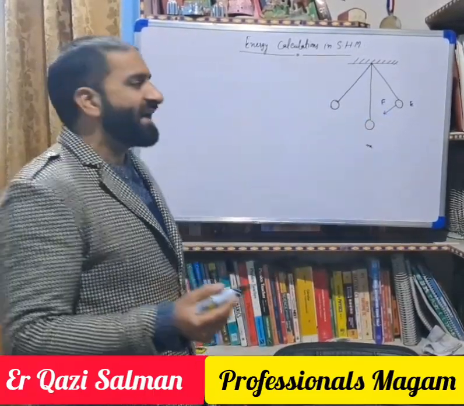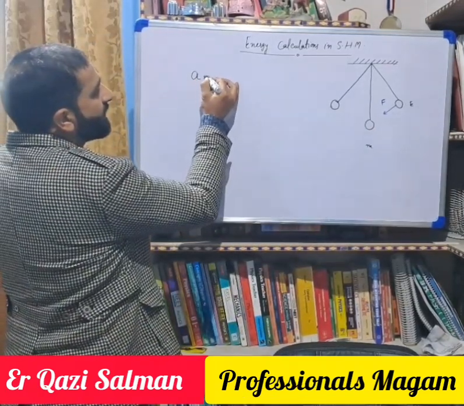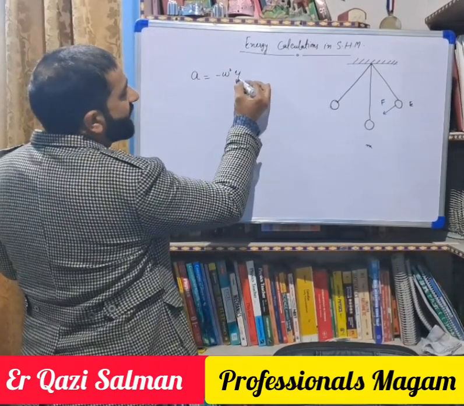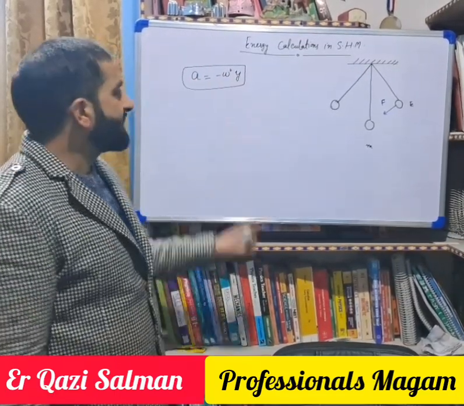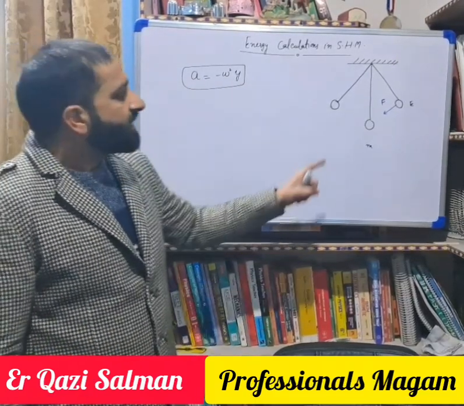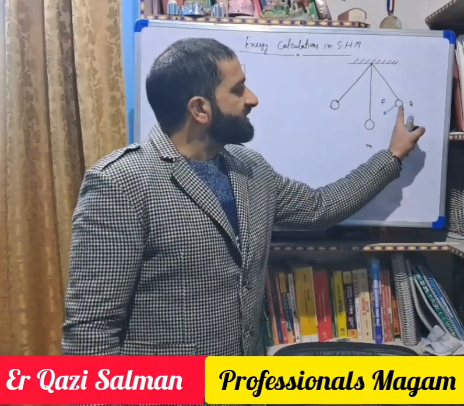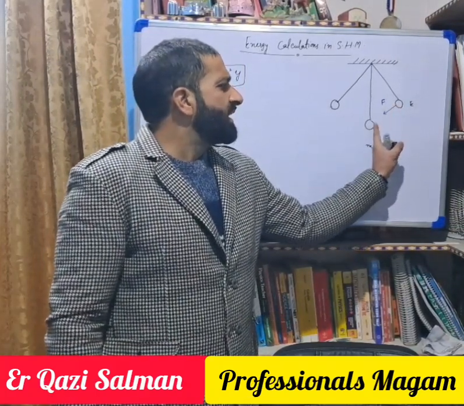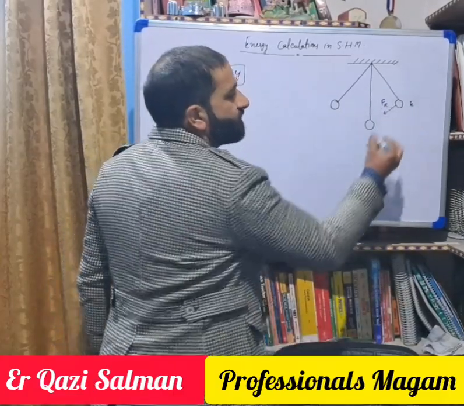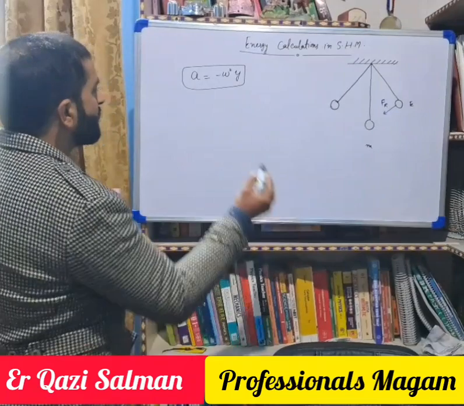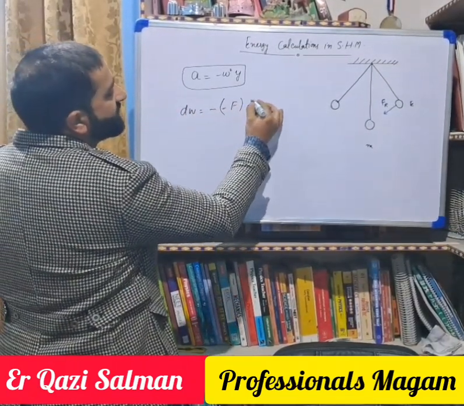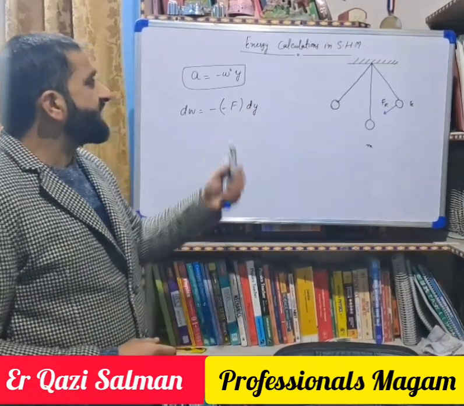Anyway, when we talk of acceleration in simple harmonic motion, that is equal to minus omega square y, where y is the displacement. That means there is an acceleration that is always directed towards the mean position. That means if we are going to lift this body or this bob from the mean position, we have to do work against this restoring force, and the work dW will be equal to minus F dy, where F is the restoring force.